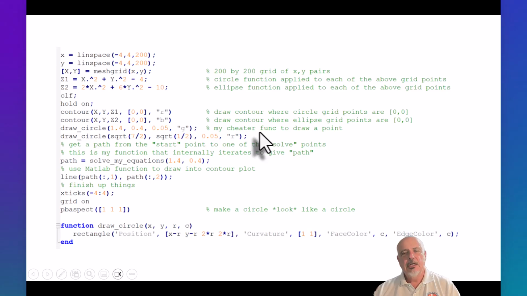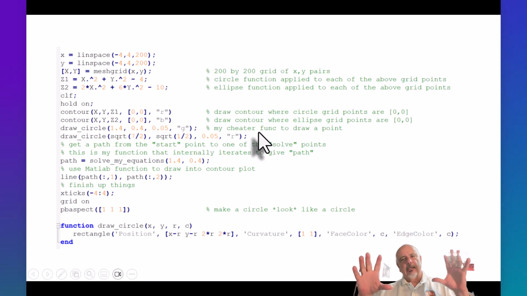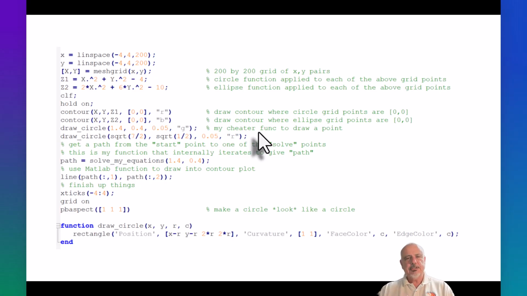Okay, so here's some code that I wrote, and I'm going to show you how I do contours, because I do this in MATLAB. First of all, I set up an x vector that goes from -4 to +4, 200 of them. I do the y vector, same kind of thing.